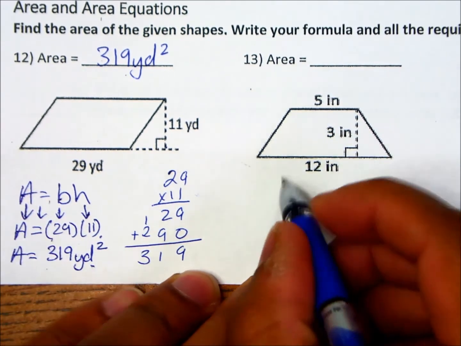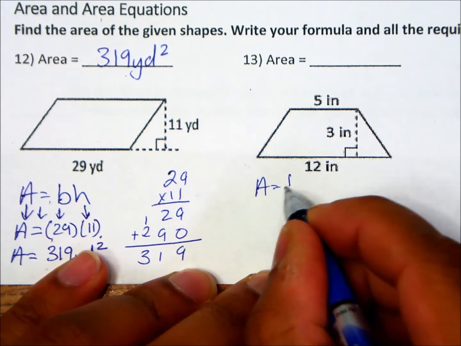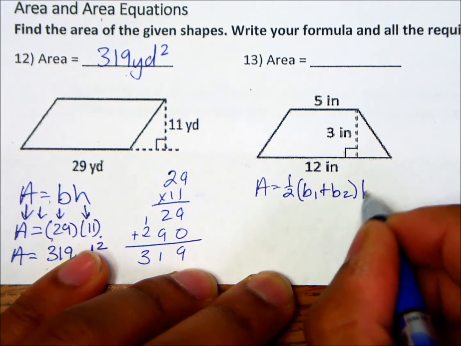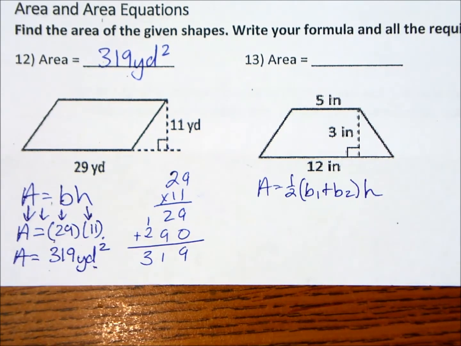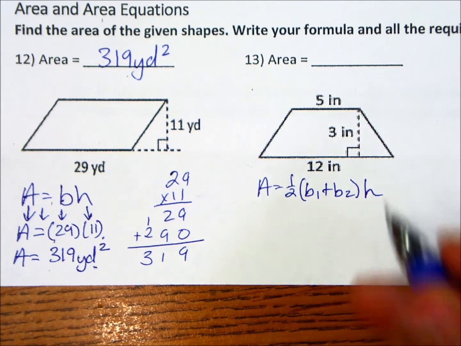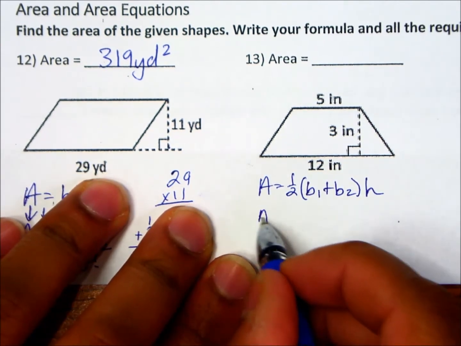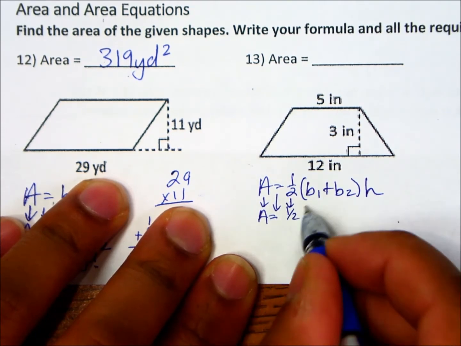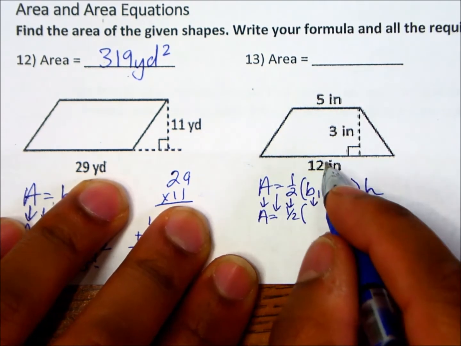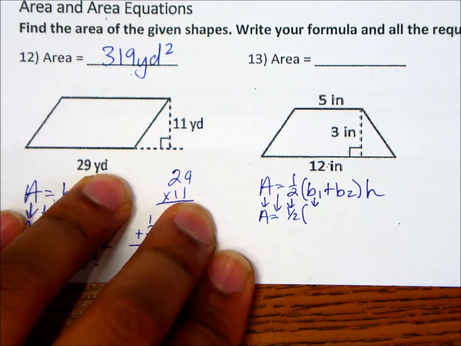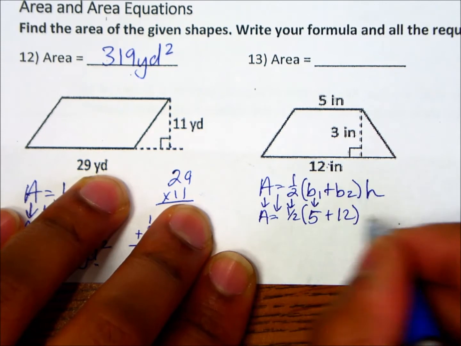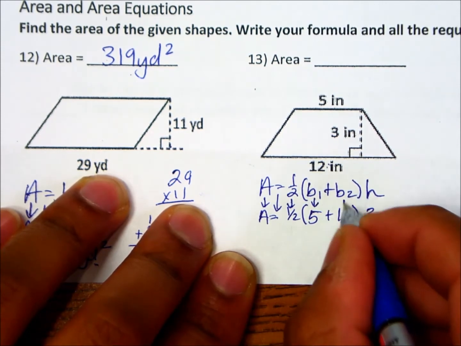I know the formula for a trapezoid. Area is equal to 1/2, parentheses, base 1 plus base 2, parentheses, times your height. Don't be scared because there's a lot of letters. Okay, we know how to handle that and take care of it. So, area is equal to 1/2. Base 1, you can choose either one. Either way, you're going to add both of them up. I'm just going to start at the top. So I have 5 plus base 2, which is 12, and my height is 3.